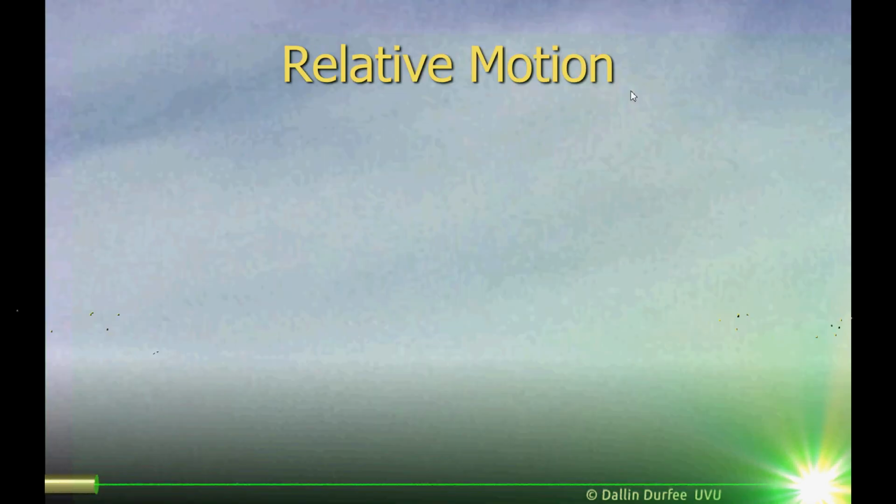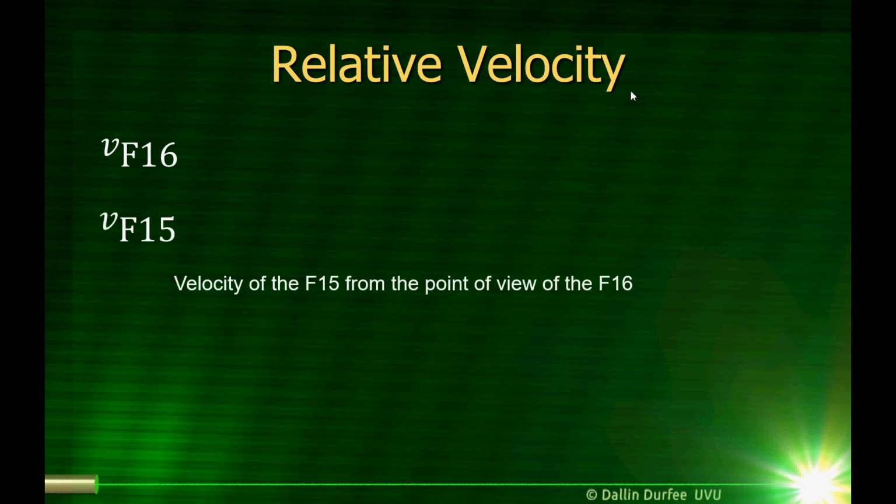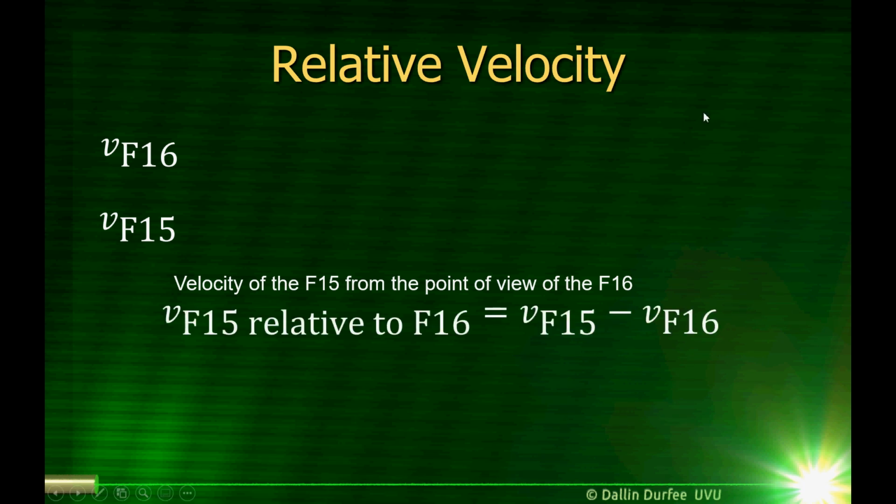Now, we're going to talk about relative motion. So imagine an F-16 is flying along, and while it's flying, an F-15 flies past it. Zoom. All right, so if I know the velocity of the F-16 relative to the ground, and I know the velocity of the F-15 relative to the ground, the velocity of the F-15 in the reference frame of the F-16 is just going to be the velocity of the F-15 minus the velocity of the F-16. Right? So because the F-16 is moving, from the F-16's perspective, the F-15 is not moving as fast as it is from the perspective of the Earth.